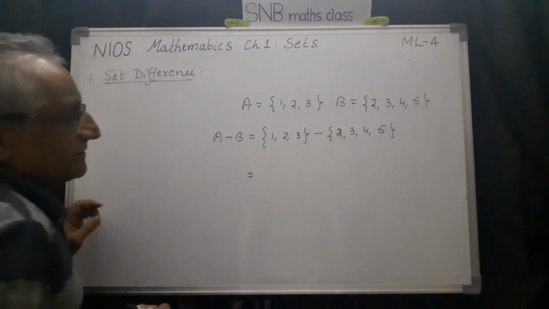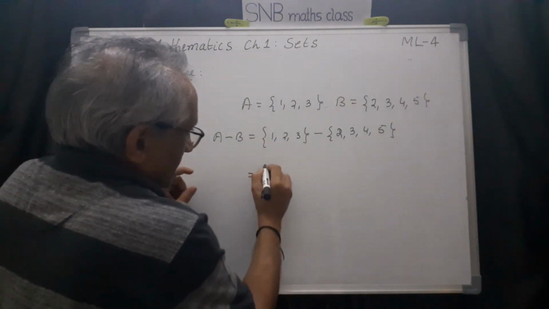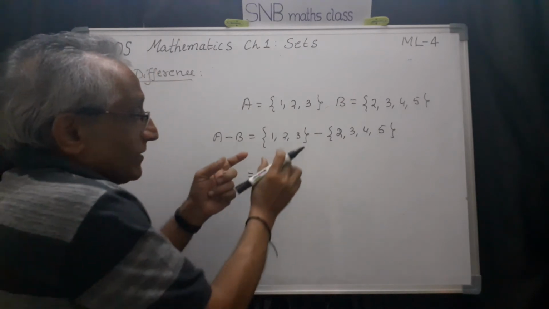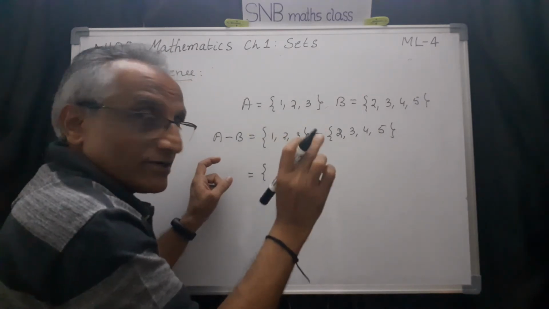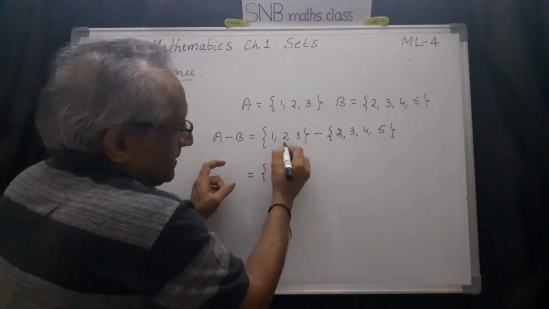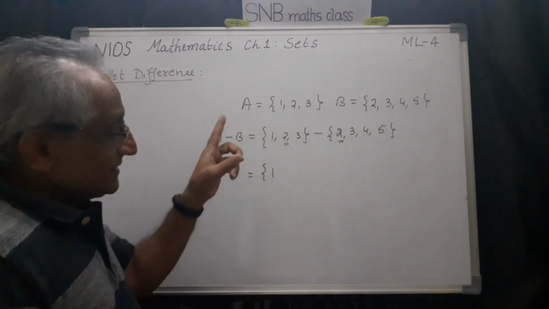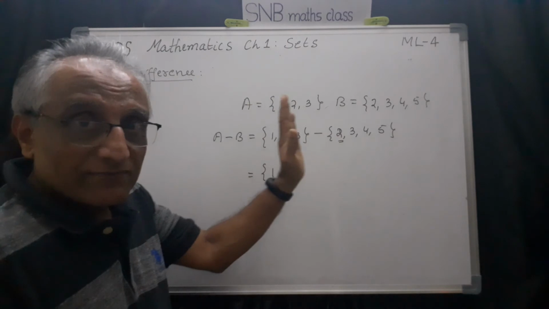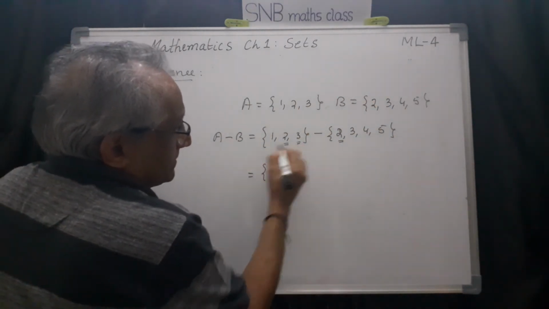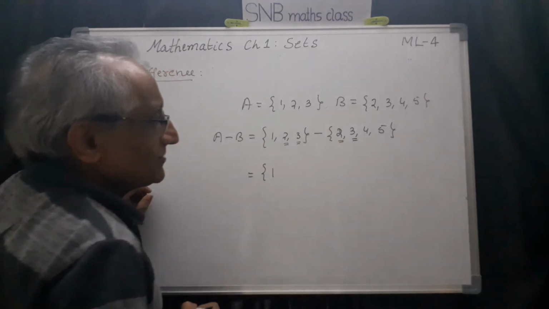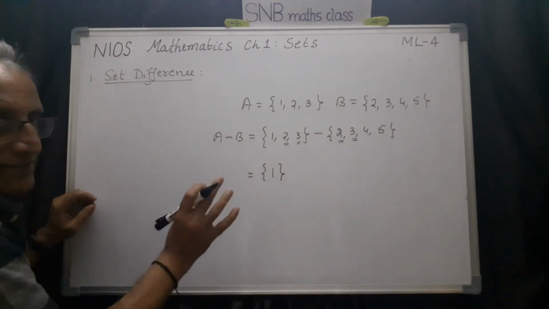Now what you have to do is, you have to search like this: 1 is here, 1 is not here, therefore I have to write it. That means, the idea is, whatever element is here, it should not be here. So only those elements we have to write, that means 1 I have to write. Now look at 2, 2 is here, 2 is here, so that I cannot write. If the same element is here and here also, those elements have to be removed, that is the meaning of difference. So 2 I cannot write, 3 is here, 3 is here, so 3 also I cannot write, therefore A difference B is {1}. This is the idea.